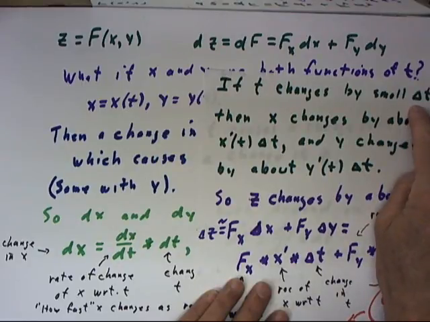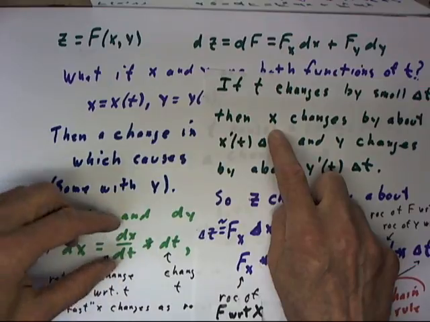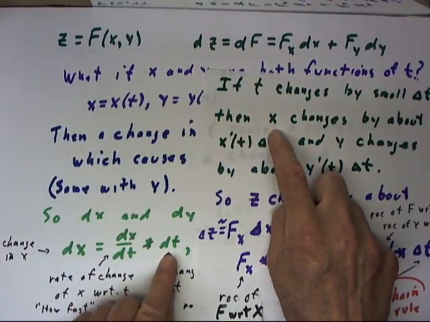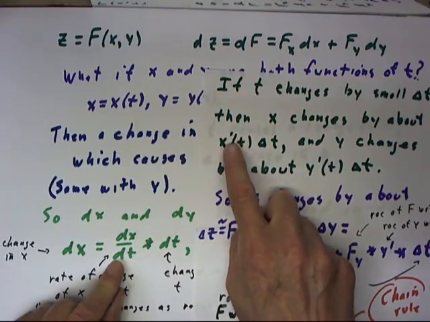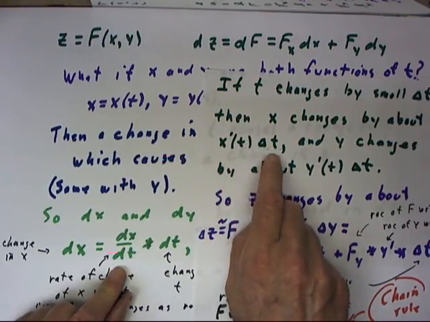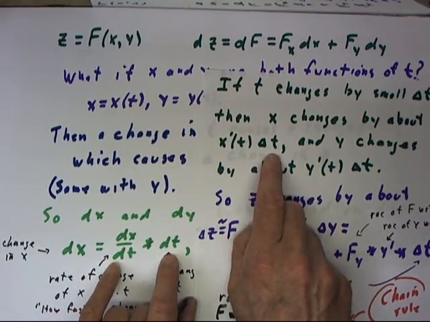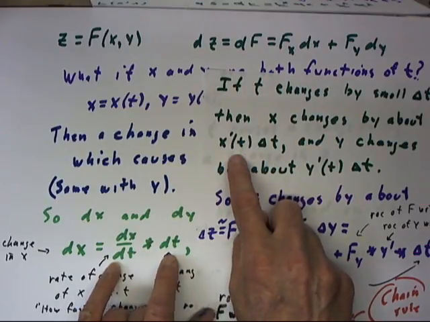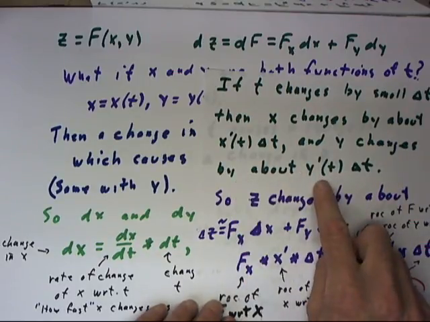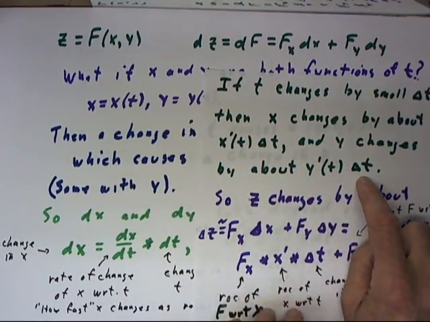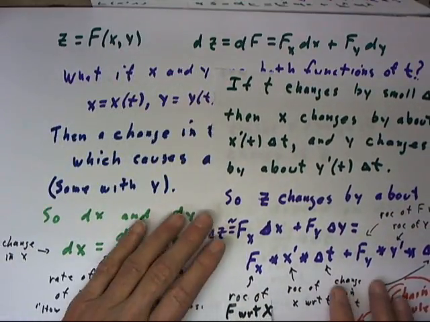If t changes by a small delta t, then by how much does x change? Well, x changes by dx/dt times your change in t. dx/dt we're going to write just as x prime of t, the derivative of x with respect to t. So x prime of t delta t is equivalent to this expression with slightly different notation, and that's going to give us a small change in x. And y changes by about y prime of t delta t, and that's of course very similar to this expression.